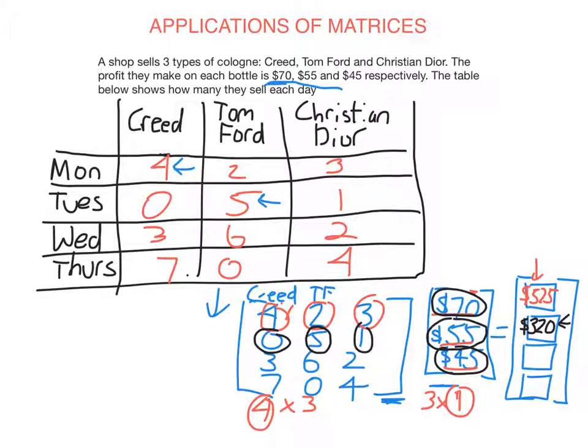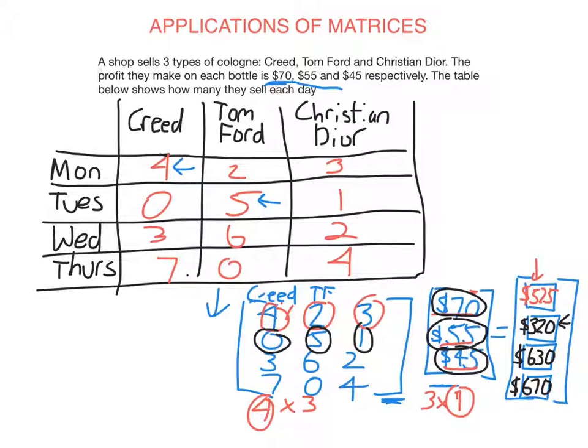Now I go and do the same thing, this row by this column, and if I multiply that, that will give me the amount of money made on Wednesday. So that's 630, and it turns out that the last entry is 670. So if you want, pause the video and make sure you get the same answer that I did. So that's a way that we can use matrices.